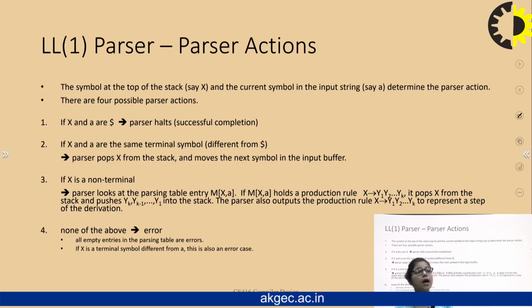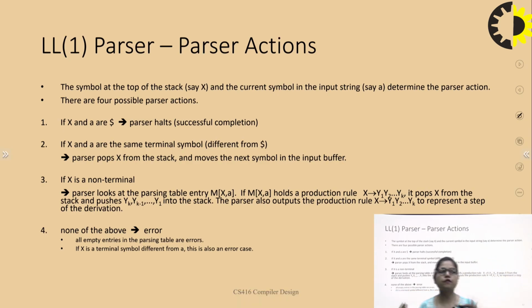Determine the parser's action. These are the 4 possible actions. Basically, if X and A are $, then the parser halts. Successful completion. If X and A are the same terminal symbol, different from $, then the parser pops X from the stack and moves to the next symbol in the input buffer.